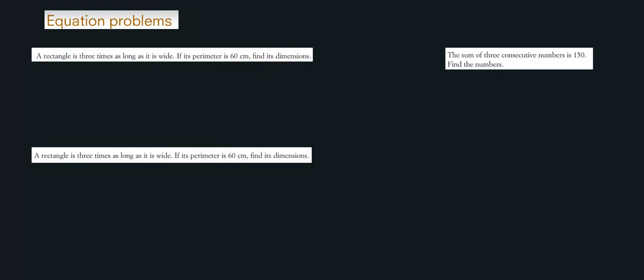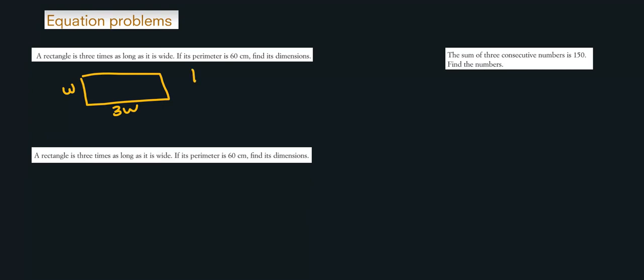So I always encourage students when solving problems to draw a shape. Your brain analyzes information if it's grouped and visualized, and that helps you to solve some problems. So a rectangle, let's draw our rectangle, is 3 times as long as its width. So we can call its width w, and it's 3 times as long, so 3w. If the perimeter is 60, find its dimensions.